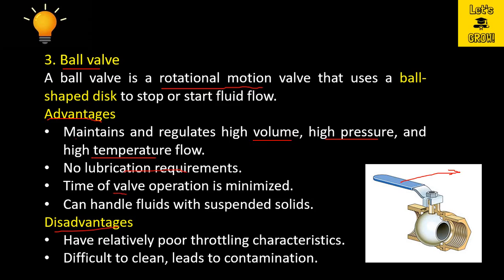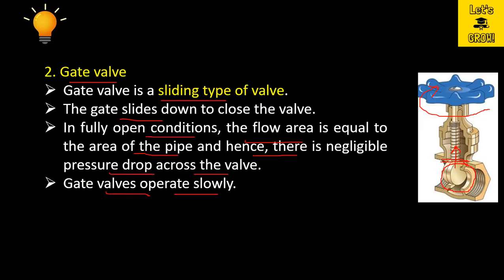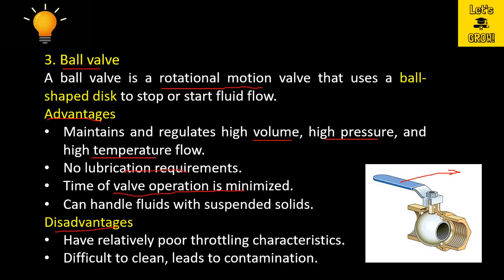The time of valve operation is minimized. You just need to rotate it through a 90-degree angle. When you move this knob through 90 degrees, it will open, and if you move it another 90 degrees, it will close. So the operation time of the valve is minimized. But in the case of a gate valve, it takes a lot of time, because you have to give it a number of revolutions to open and close the valve. Here, very little time is required to operate this valve.